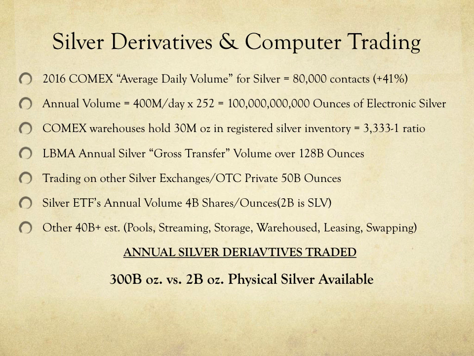Insane amount of electronic blips traded to control the price of silver. And that's a ratio of 150 to 1. If you talk about every single physical ounce that is available in investment form, it is traded 150 times. Insane amount of silver derivatives out there.